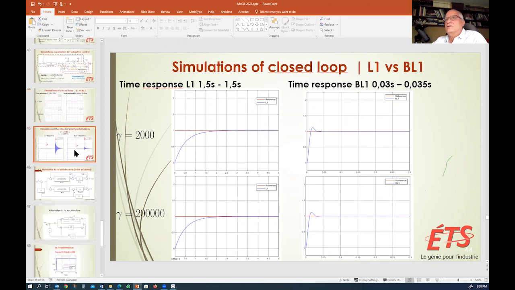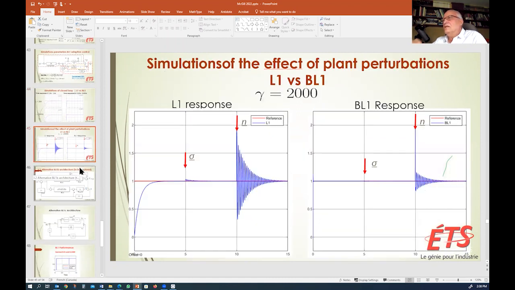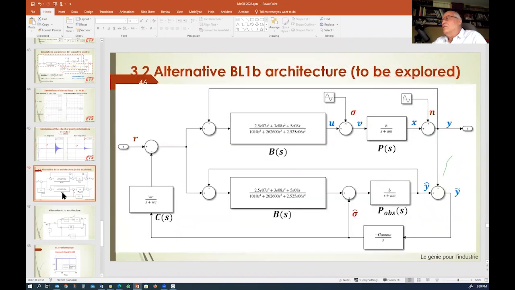That's one thing. Number two, let's see the effect of input noise on the output and of output noise on the output. This is the L1 response, and this is the BL1 response. So this one basically disappeared, and this one is attenuated substantially. So there are many possible architectures.